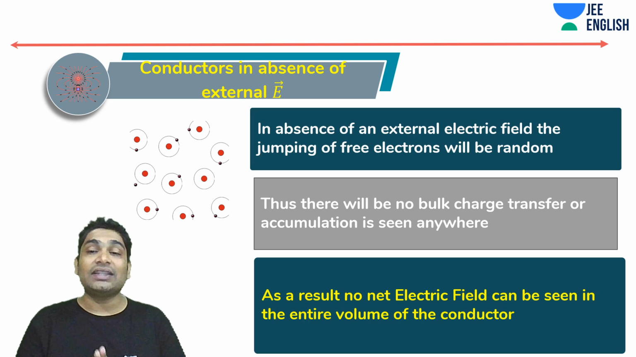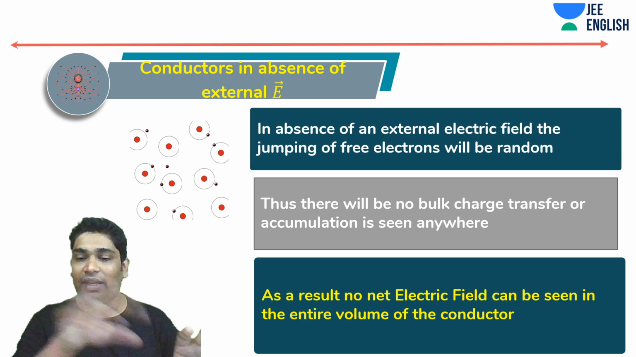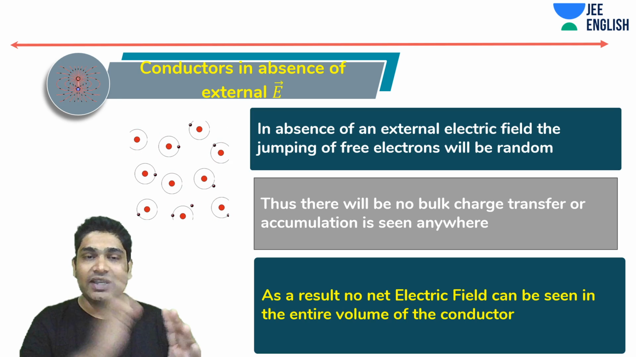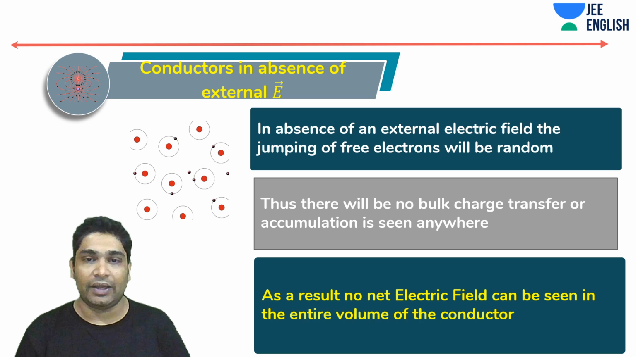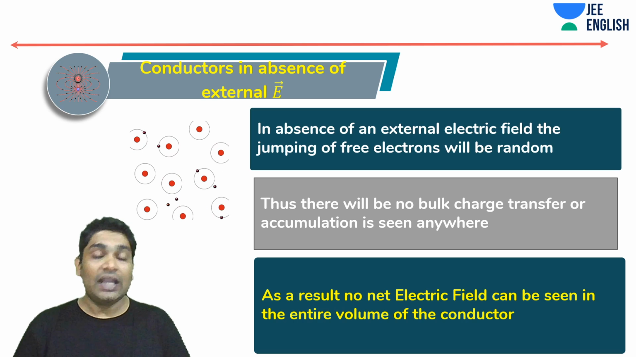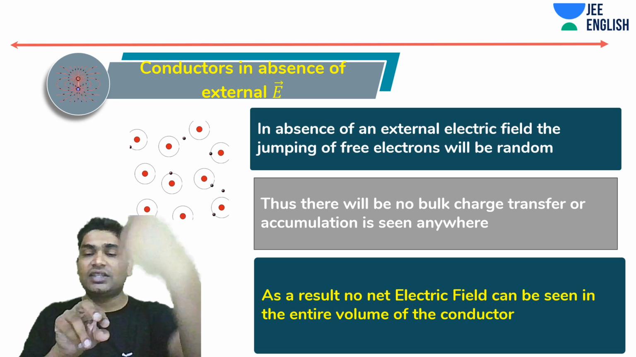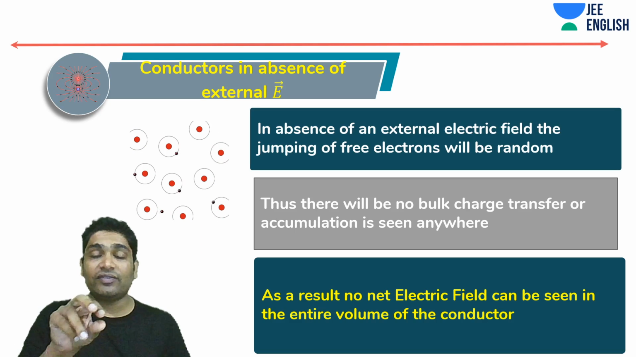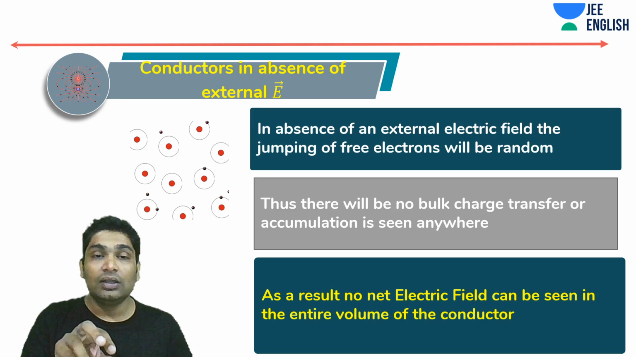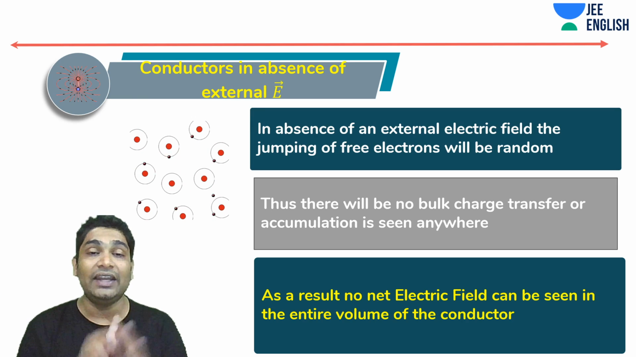As a result, you see that there is no bulk movement of charges anywhere. So overall, there are electrons jumping all around, but still you don't see any overall charge movement happening, right? And you also don't see any charge accumulation happening anywhere. Imagine a condition where there is this nucleus and every free electron starts jumping to this. In that case, you would have seen a negative charge being accumulated here. But since this jumping is completely random, there is no charge accumulation happening anywhere.